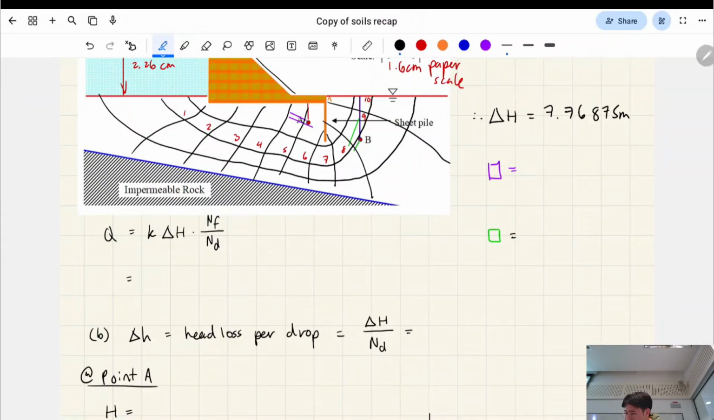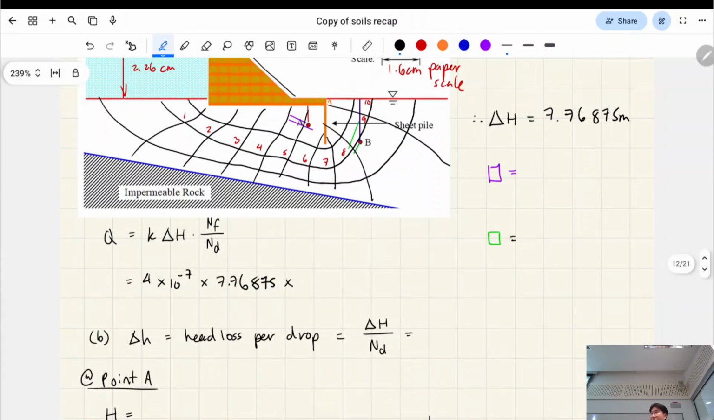So as we calculated before, we converted what we were given, the coefficient of permeability, to meters, so that's why it's to the power of -7. And then we also just calculated the head, right? So that's in meters, so we're dealing with the right units. And then NF and ND was our number of flow channels and number of drops, so that's 4/10. That gives us 1.243 times 10 to the -6 meters cubed per second, yeah? So that's the first step. Okay, great.